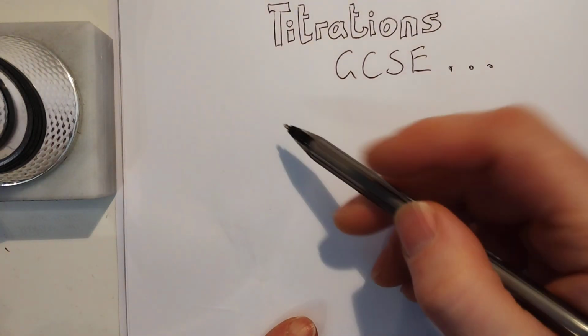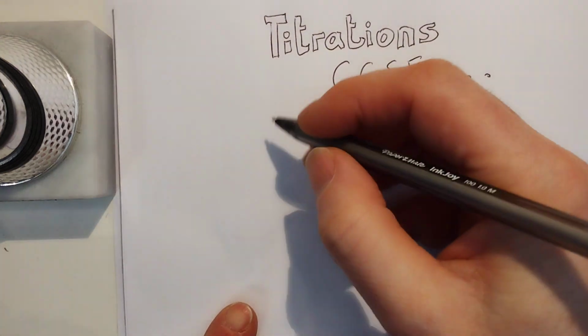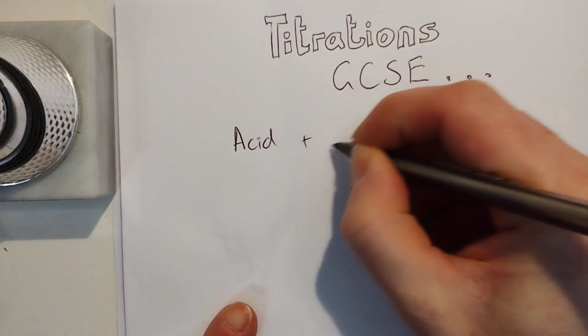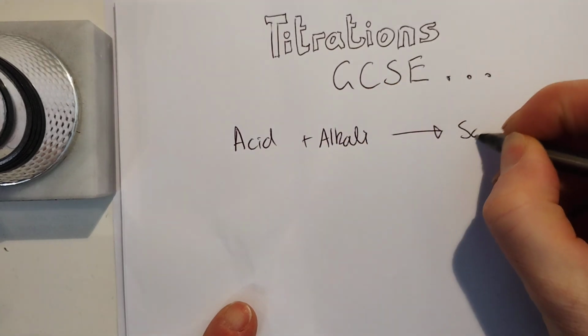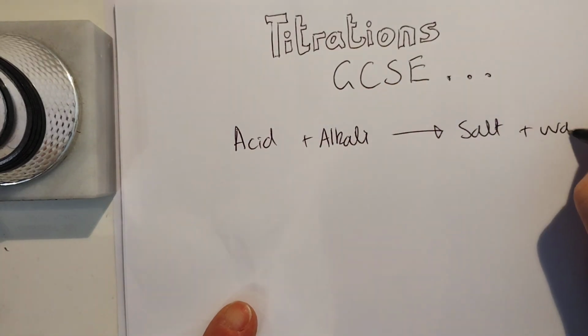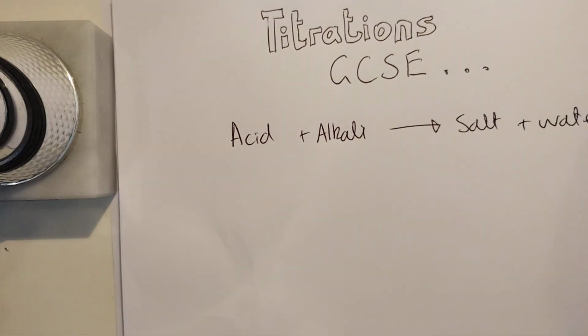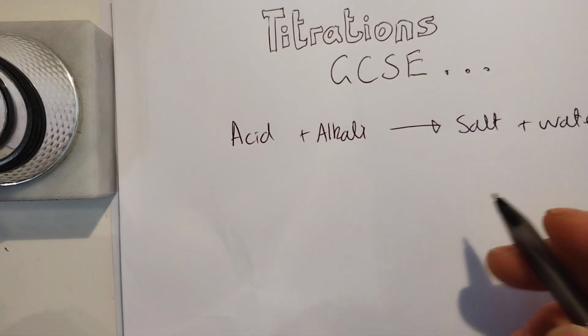Okay, so I'm going to assume some knowledge here, that you know a little bit about what's going on. In a titration, what we're generally doing is we're going to take an acid and we're going to react it with an alkali. When you react an acid and alkali, you make a salt and you make water. You make salt plus water.